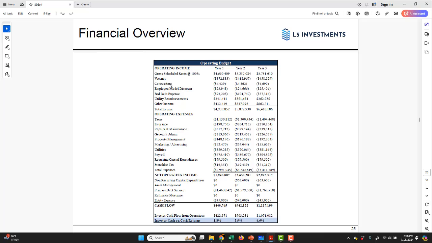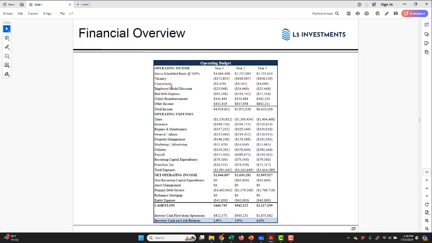A bad debt expense. So that is basically for people that don't pay rent. So not only is there maybe a physical occupancy issue, but you have to include the amounts for people occupying a unit and not paying you rent. So that's what that is. And then you have some positive amounts here. Okay, so utility reimbursement.